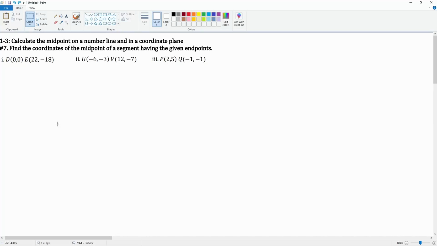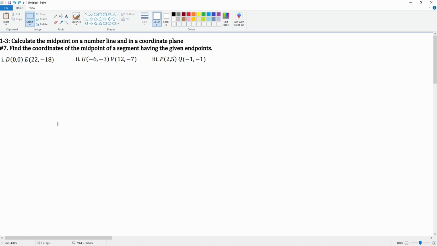1-3. Calculate the midpoint on a number line and in a coordinate plane. Number 7. Find the coordinate of the midpoint of a segment having these endpoints. Part I. You have D at (0, 0) and E at (22, -18).